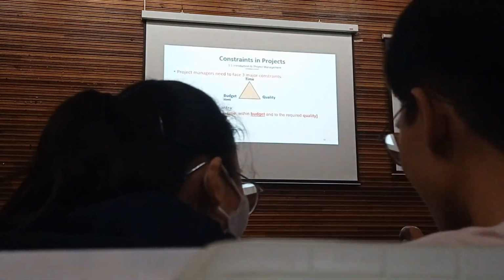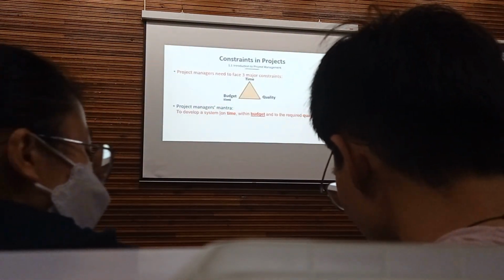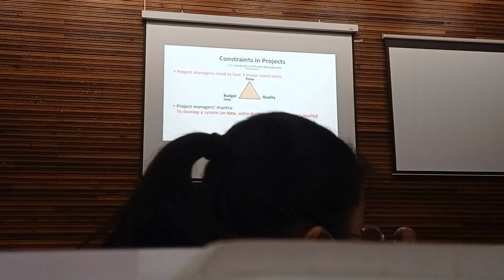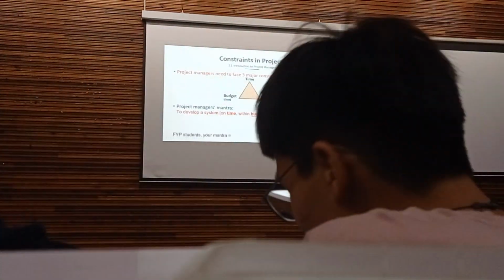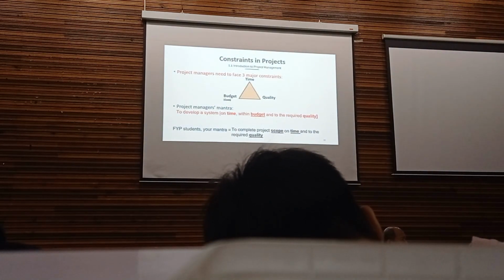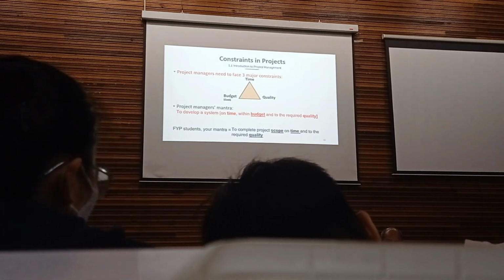For FIP, your scope is 6 modules, so you have to deliver 6 modules. If at the end you deliver 5 modules, that means you didn't complete the scope. So FIP students, this is a song that you need to sing: complete the project scope on time and to the required quality. Scope is the modules that you promise to develop.